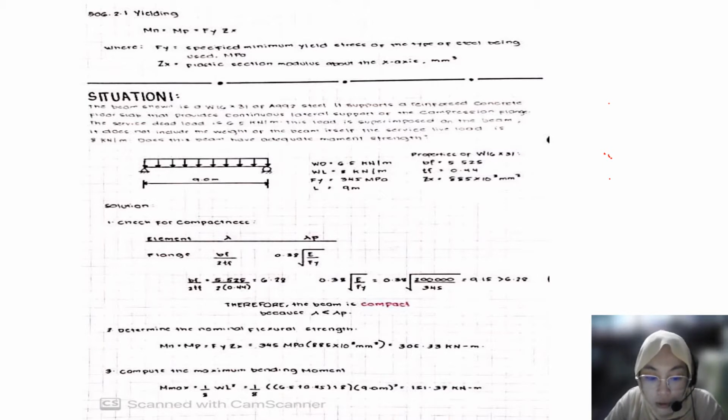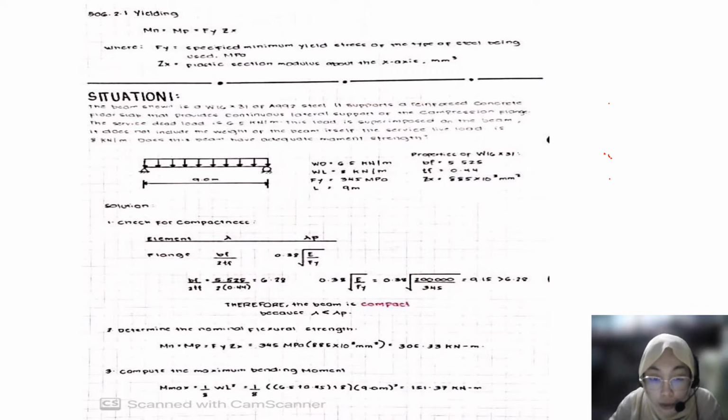Good day, everyone. I'm Narjana Bagonte from BSCE 4B, and this subject is Compre 2, and our topic is flexural member. For our first problem, the beam shown is a W16 by 31 of A992 steel. It supports a reinforced concrete floor slab that provides continuous lateral support of the compression flange. The service dead load is 6.5 kN per meter. This load is superimposed on the beam. It doesn't include the weight of the beam itself. The service live load is 8 kN per meter. Does this beam have adequate moment strength?